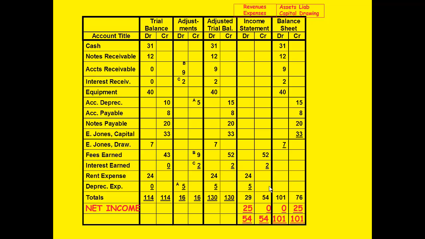And then I'm going to go back and recalculate my totals one more time. 29 and 25 is 54. 54 and 0 is 54. 101 and 0 is 101. 76 and 25 is 101. Notice now I've also written net income to the left beside the amount of my 25. Now my two income statement totals do balance. My two balance sheet totals balance also.